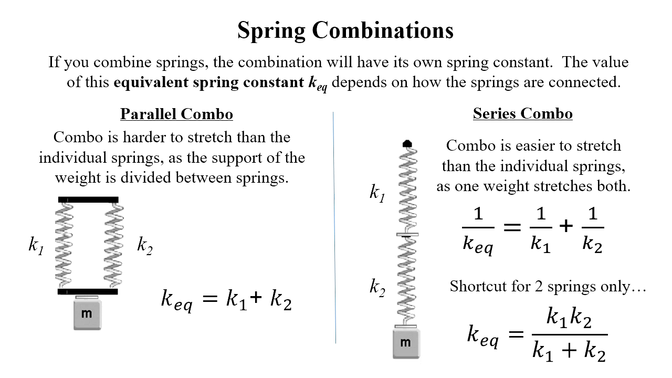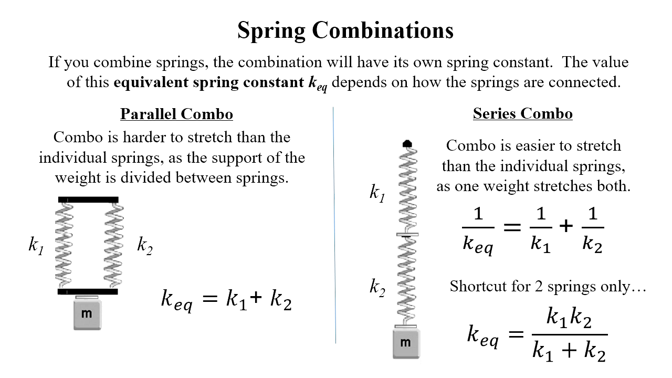All right, let's try to simplify this because we've been at this for a while. Let's cut to the chase. For both of these combinations, there is a pretty simple formula that you can use to come up with what's called the equivalent spring constant. Let's take a look at that parallel combination on the left.